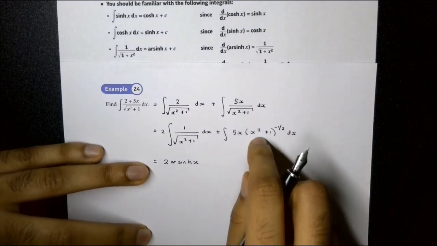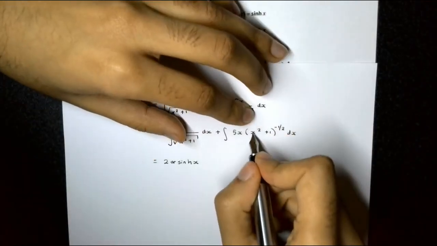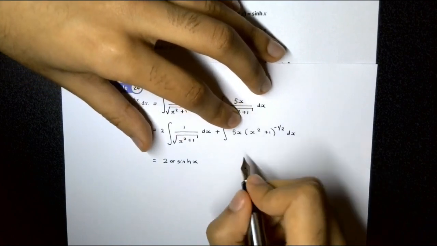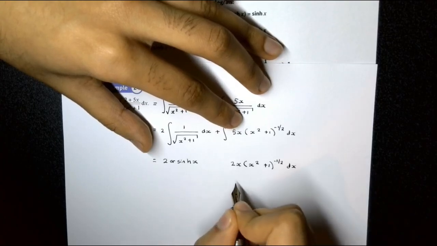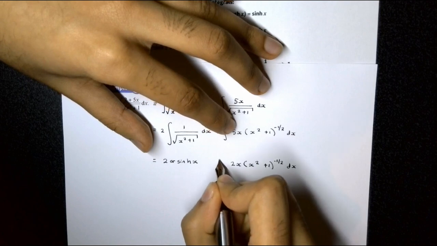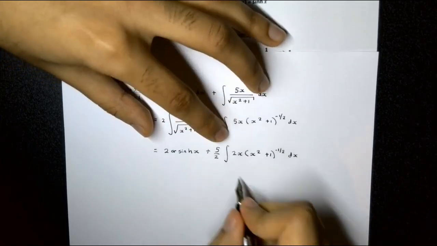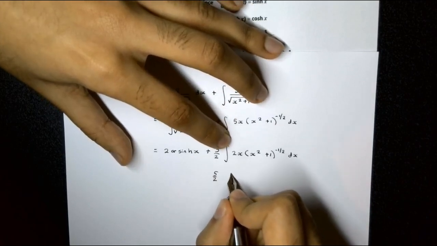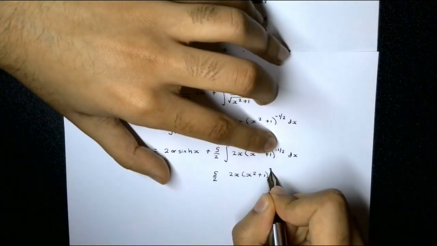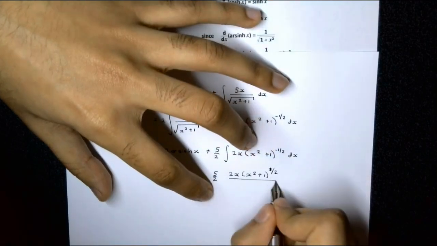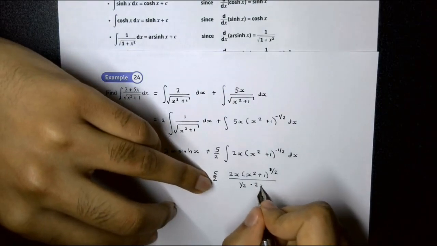And if we deal with this result, to do this, what we can do is recognize that the differential of the bracket is almost on the outside of the bracket. What I want this to say is 2x lots of x squared plus 1 to the minus 1/2 dx. But I don't have a 2, I've got a 5, so I need to multiply by 5/2. So we've got 5/2 lots of the integral of this result over here. Now we can use the reverse chain rule. We've got the 5/2, and then we've got 2x lots of x squared plus 1 to the power of 1/2, so we add 1 to the power, and then we divide by the new power, which is 1/2, and then we divide by the differential of the bracket, which is 2x.